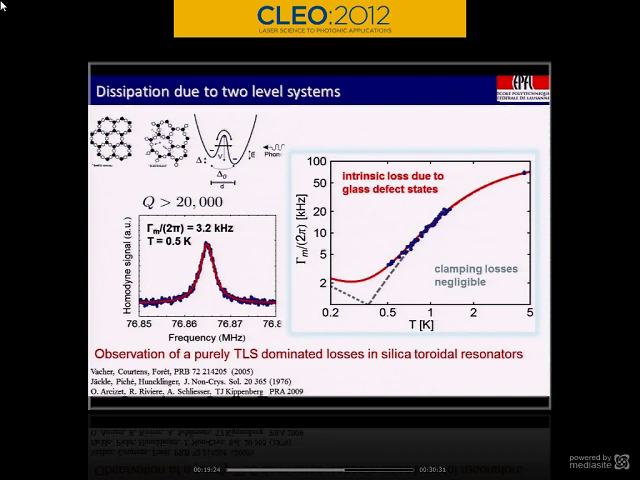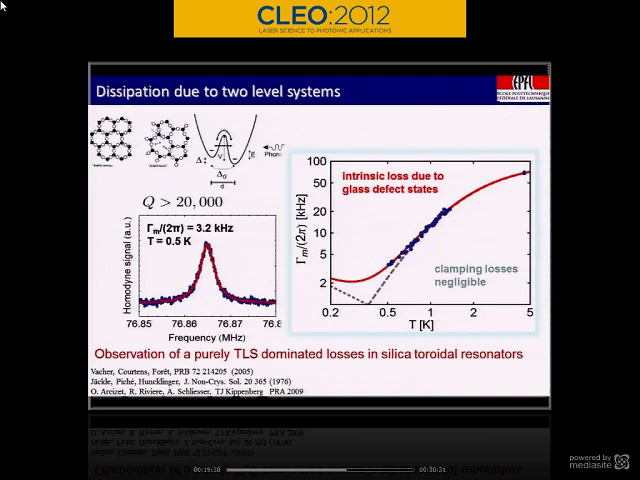And at the lowest temperatures of about half a Kelvin, the highest quality factors we achieve are more than 20,000. And so these are very decent values. These are Q·f values of greater than 10 to the 13. And they allow us to do the type of experiments that I'd like to present in the next slides.